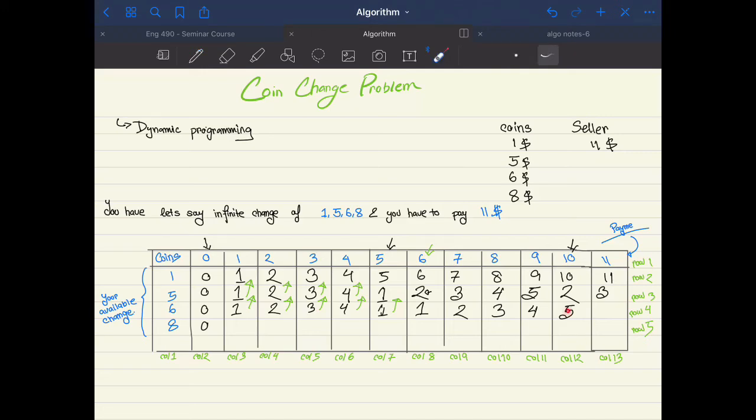So let's check. 1, 2, 3, 4, 5, 6. No, that wouldn't be 6. That would be 1 plus 1, that would be 2, which is of course better than 3, so we put 2 here.